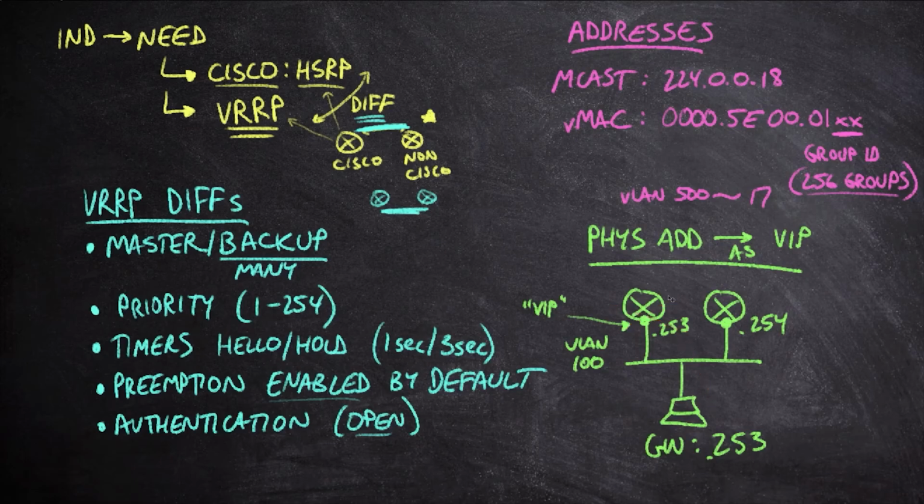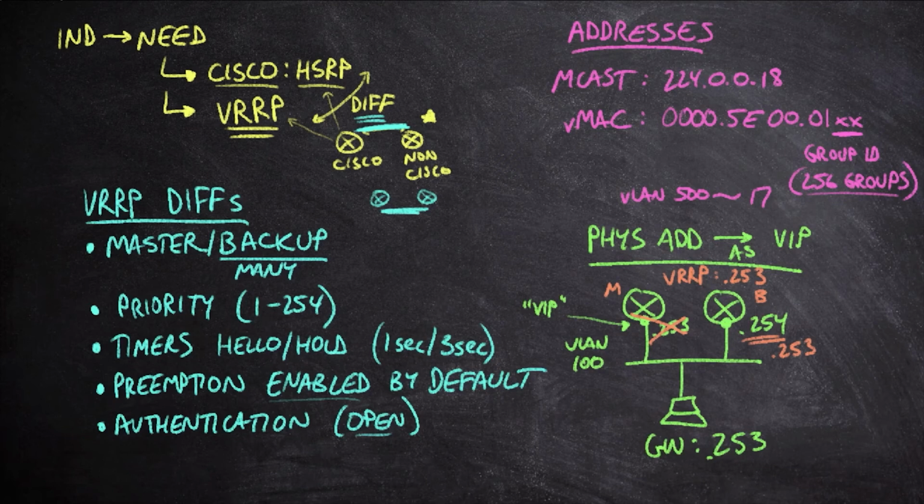Except if I'm running VRRP here, and I specify that this virtual address is .253, then that still allows me to have my master. It allows me to have my backup. And in the event that this interface goes down, this device can take over for .253. Pretty interesting. We're not specifying a third IP address here. We're just making use of the IP address that's already configured on the router on the left. So that's kind of cool.